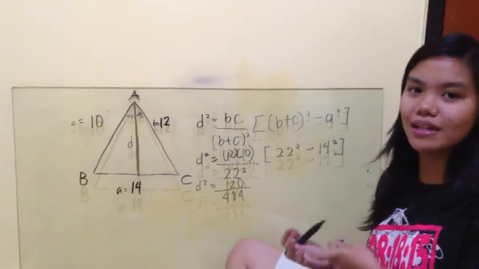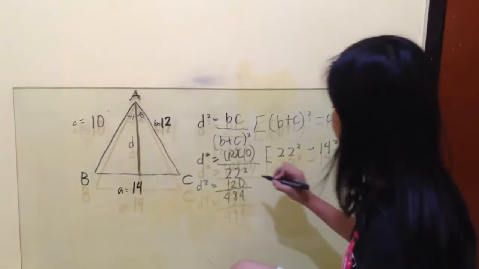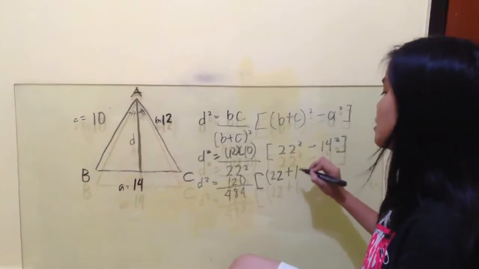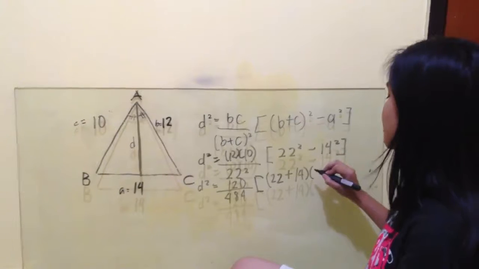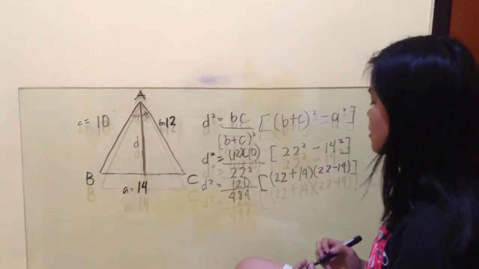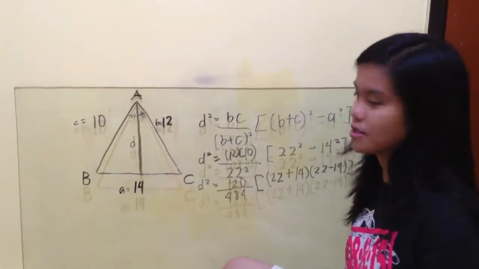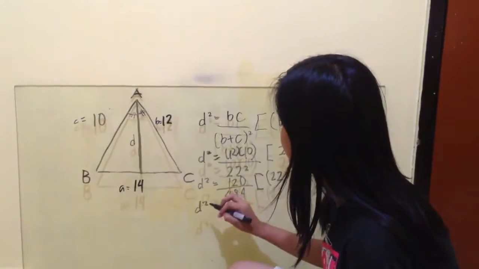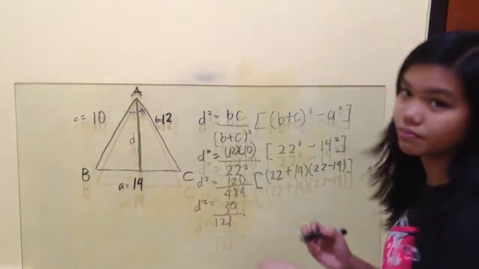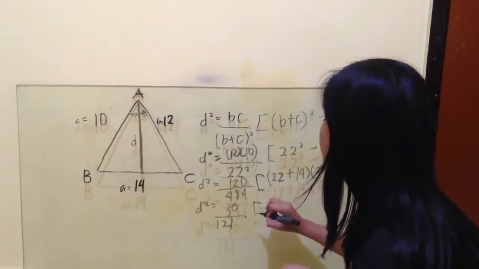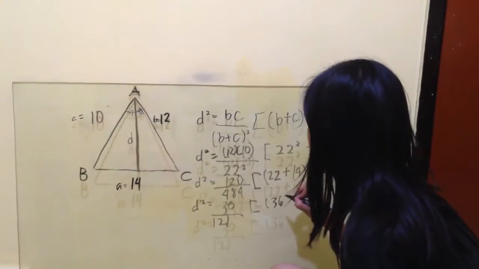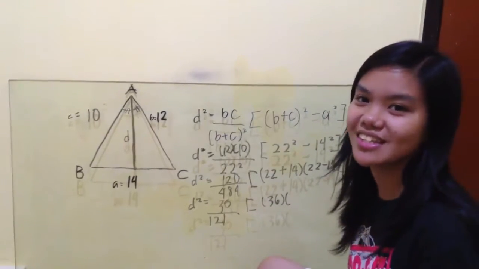And in this part, we can apply the concept of difference of two squares. This will become 22 plus 14 multiplied by 22 minus 14. This fraction can be reduced to its lowest term, so this will become 30 over 121. And this will become 22 plus 14 is 36, and 22 minus 14 is 8.